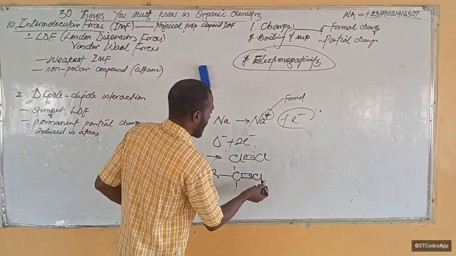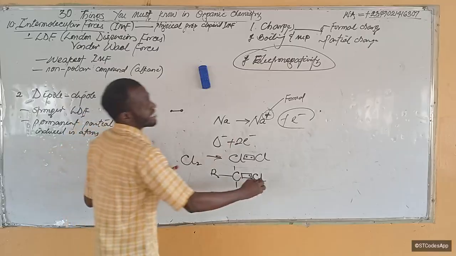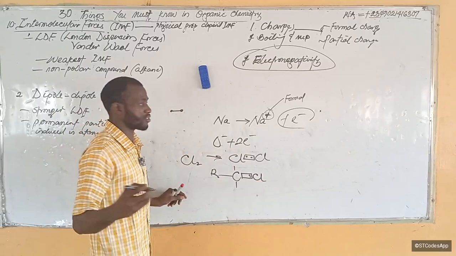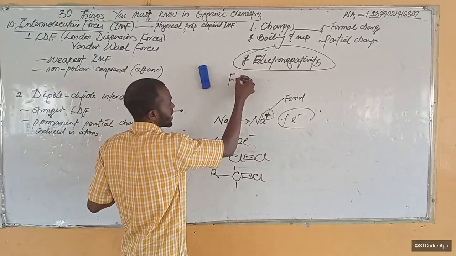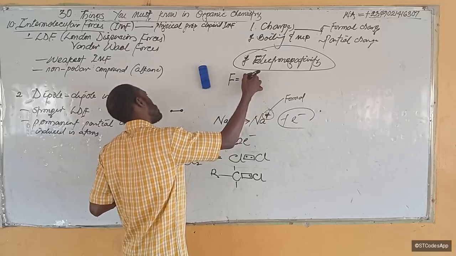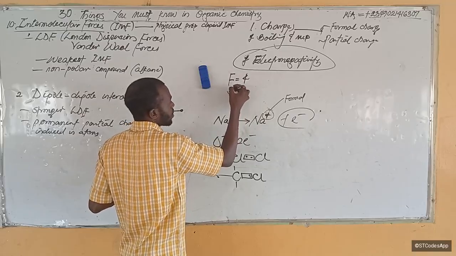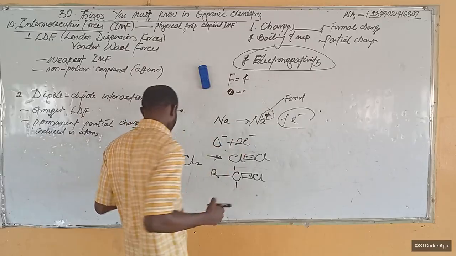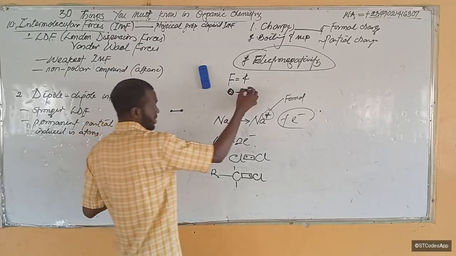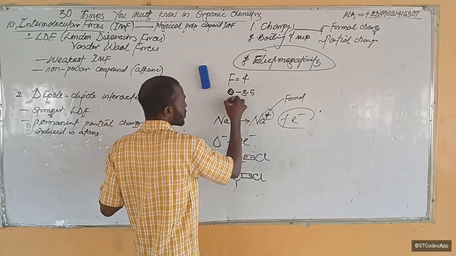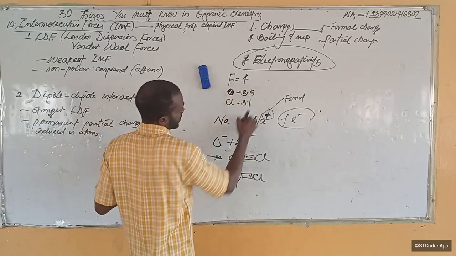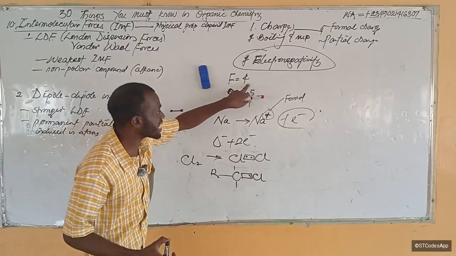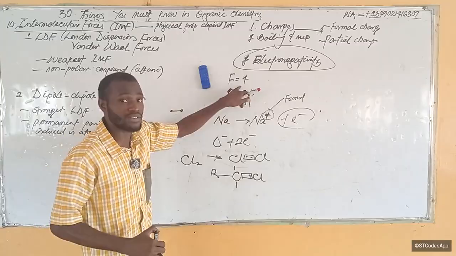In fact, chlorine is the third most electronegative atom, because fluorine has an electronegativity value of 4, oxygen has an electronegativity value of 3.5, while chlorine has an electronegativity value of 3.1, I think. So you see they are very close to each other. Fluorine has the highest, it is the most electronegative element.